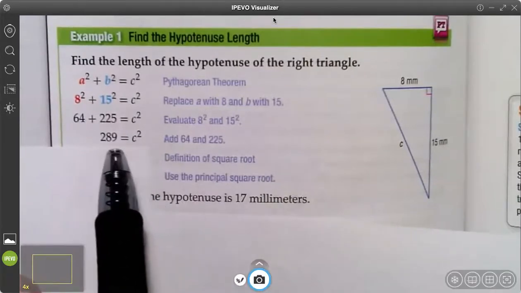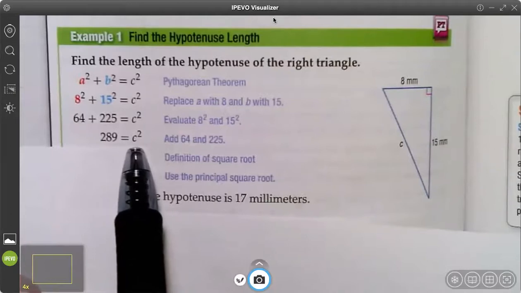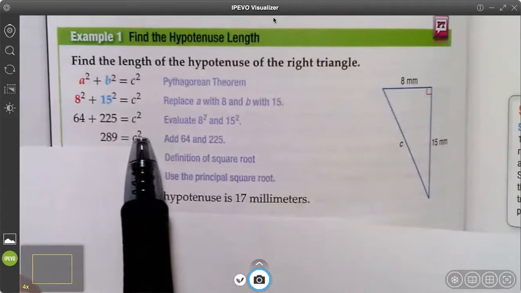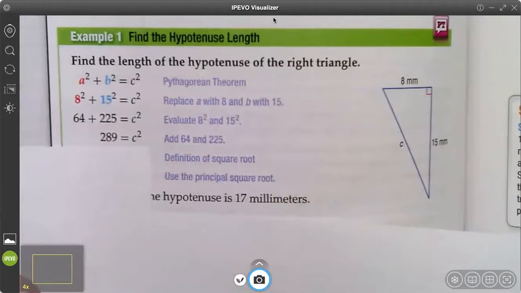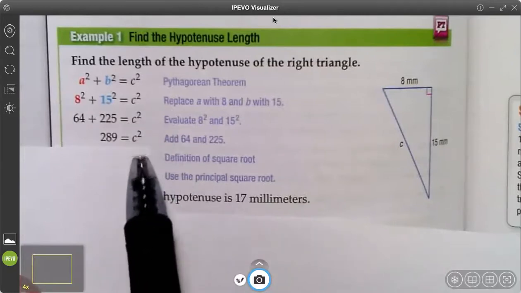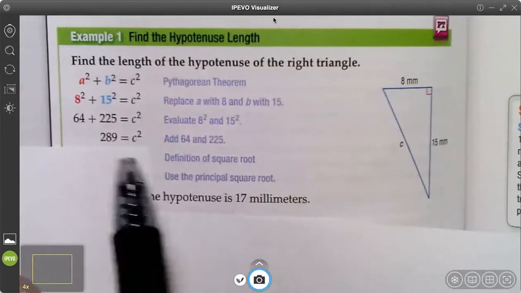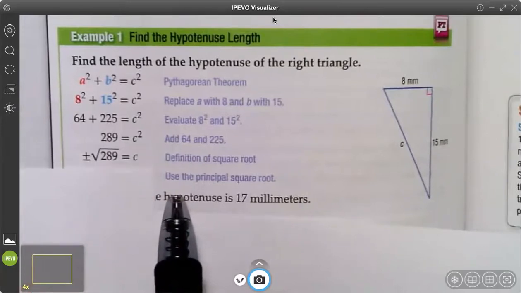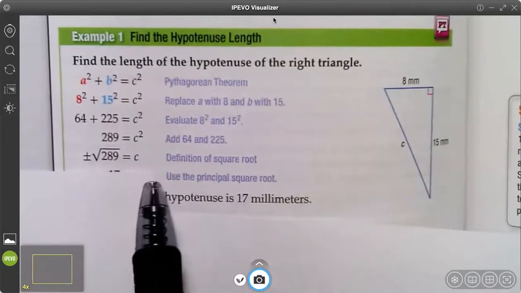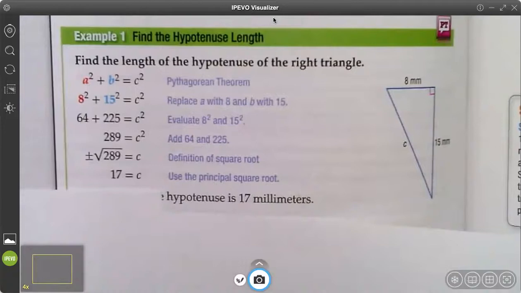Now to solve this equation, to isolate the c to get it by itself, I've got to get rid of that square. So I've got to use the inverse operation. The inverse of squaring something is taking the square root of it. The square root of c squared is c. And the square root of 289, because I had to take the square root of both sides, is 17.